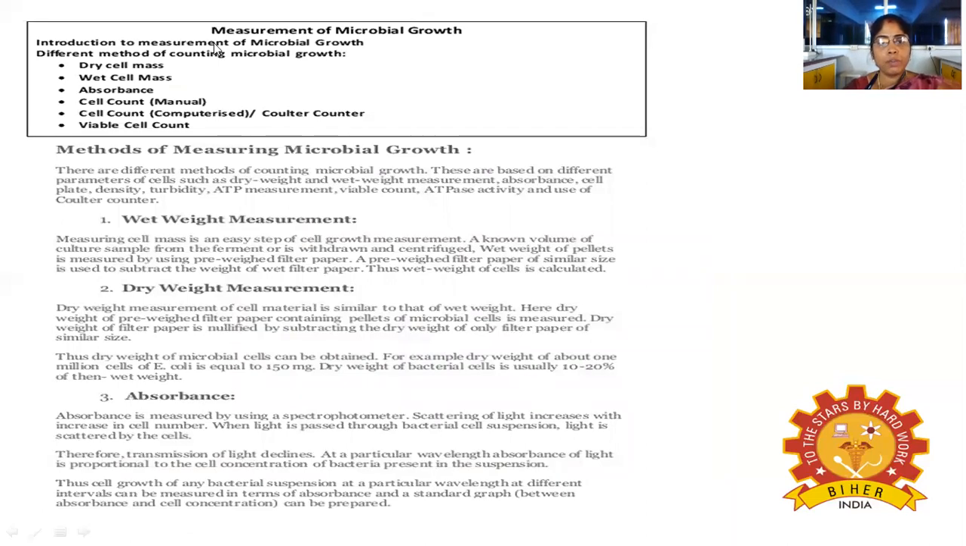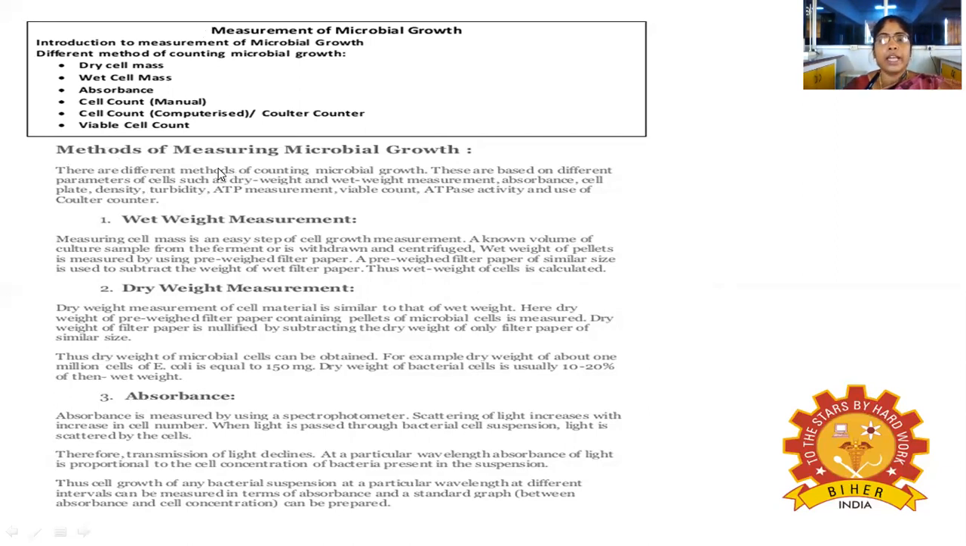In the measurement of microbial growth, this can be done by different methods. The first one is dry cell mass or wet cell mass, absorbance, or cell count. That is, we do it manually under the microscope, or if it is computerized, we count the cells and determine whether each cell is viable or non-viable. That is the viable cell count, the live cells. These methods are based on different parameters like dry weight, wet weight or absorbance.